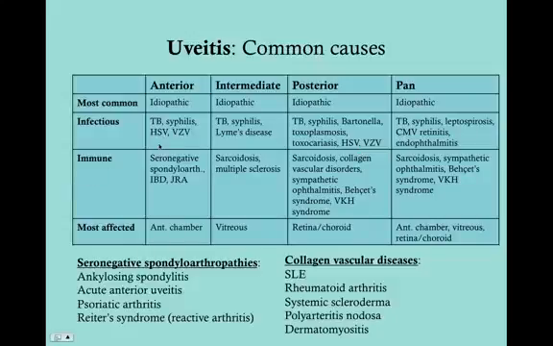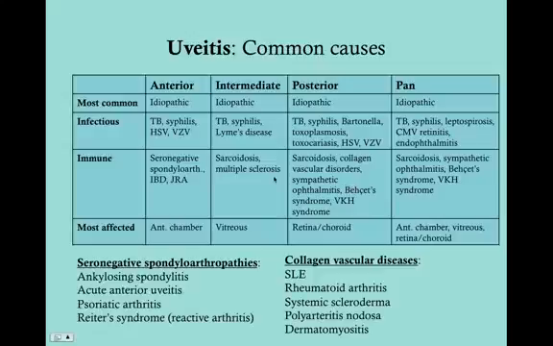Anterior uveitis can also be caused by the seronegative spondyloarthropathies, which primarily consist of ankylosing spondylitis, psoriatic arthritis, Reiter syndrome, and acute anterior uveitis, which is a very common cause of anterior uveitis. And then juvenile rheumatoid arthritis. Multiple sclerosis can cause intermediate uveitis, and then there's a lot of these weird causes of uveitis on the posterior and in the panuveitis side, which we'll talk about a little bit.